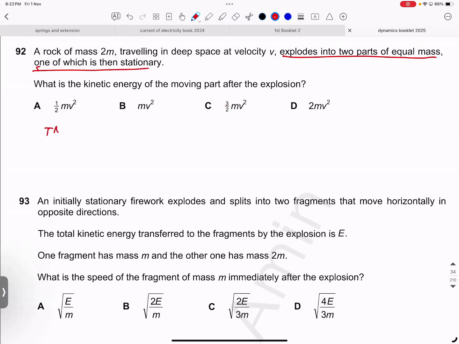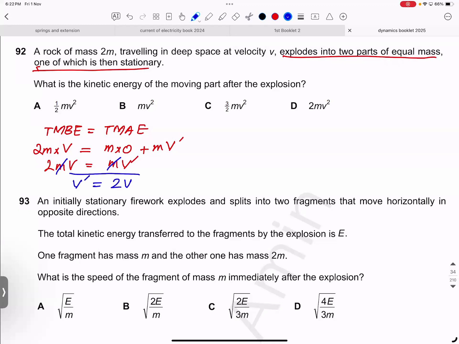So first of all, you know total momentum before explosion should be total momentum after explosion. The 2m was moving in deep space at speed v. One of them is stationary. So one mass is m times 0, the other is m times v dash. Why did I say m? Two equal masses, so if the total was 2m, each will be m. So 2mv is mv dash, m simplified. So v dash, the moving part speed, is 2v.